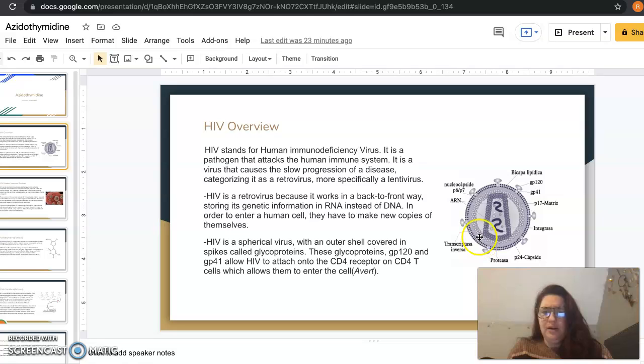So these are those little spikes or glycoproteins that are on the outside of it, and then you have some proteases, the GP120 and GP41 right here, which is what allows it to attach to those CD4 receptors, and just a little bit more about the structure of what it looks like.